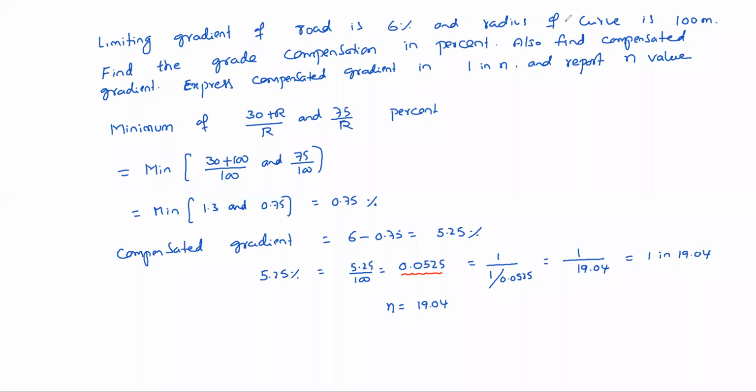Yes, sir. Sir, limiting gradient. Limiting gradient is nothing but on the straight portion, up to what gradient is allowed on the road based on the vehicle capacity. That is the limiting gradient. Up to that gradient it is accepted, beyond that you should not provide the gradient. But if there is a curve on the gradient, then we need to decrease the limiting gradient.